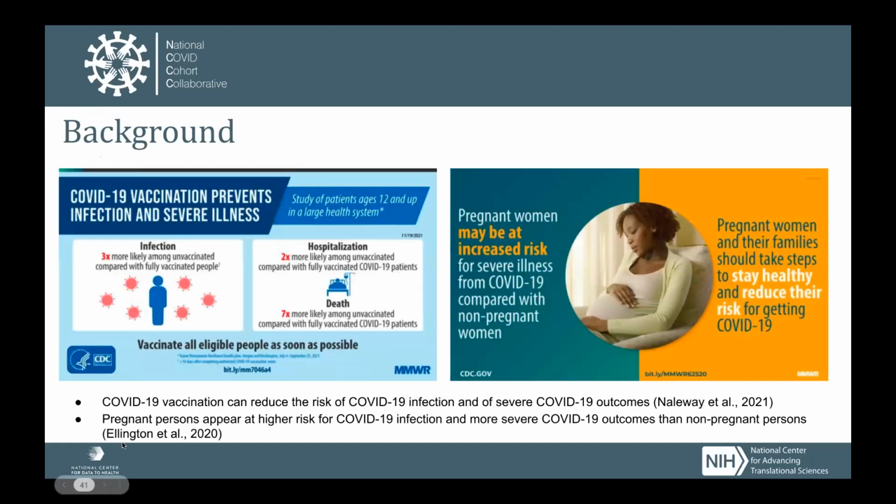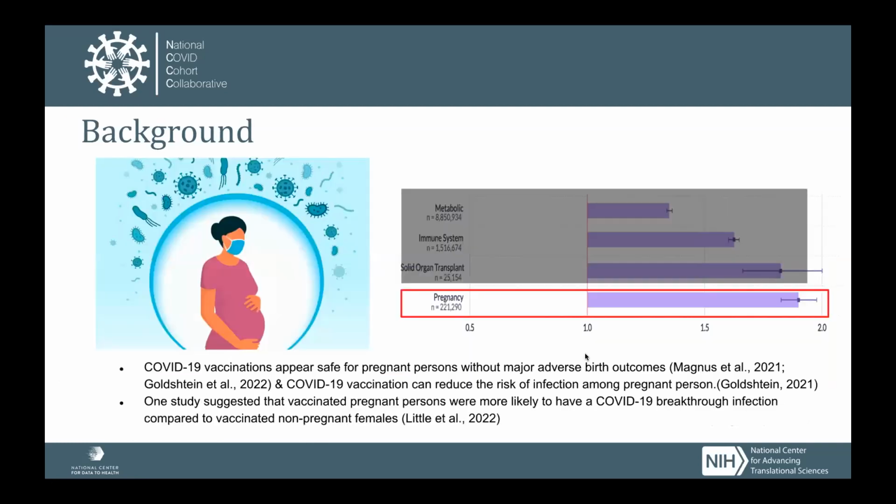Previously, there have been many studies analyzing the COVID vaccine. For the general population, the COVID vaccine has been shown to be effective in reducing the COVID infection rate. But pregnant persons appear to have a higher risk of COVID infection, and they are more likely to develop severe COVID outcomes. COVID vaccination has been shown to be safe for pregnant persons, without major adverse birth outcomes such as preterm birth. Studies have also shown COVID vaccination can reduce the risk of COVID infection for pregnant persons. But for breakthrough infection after vaccination, only one study has looked into this outcome, and it also found that pregnant people tend to be more likely to have COVID breakthrough infection.